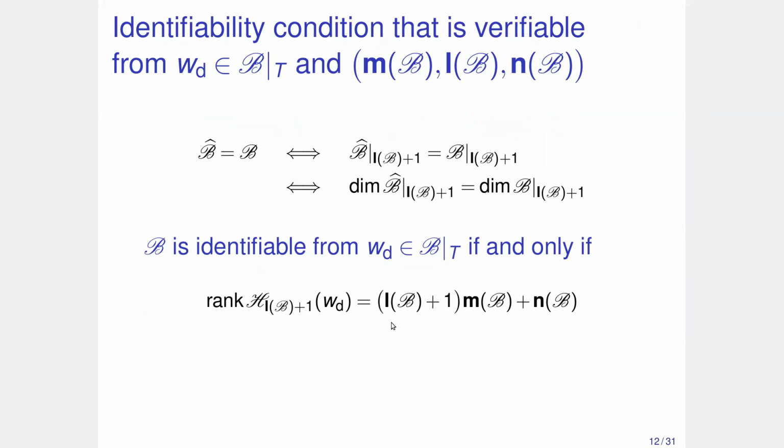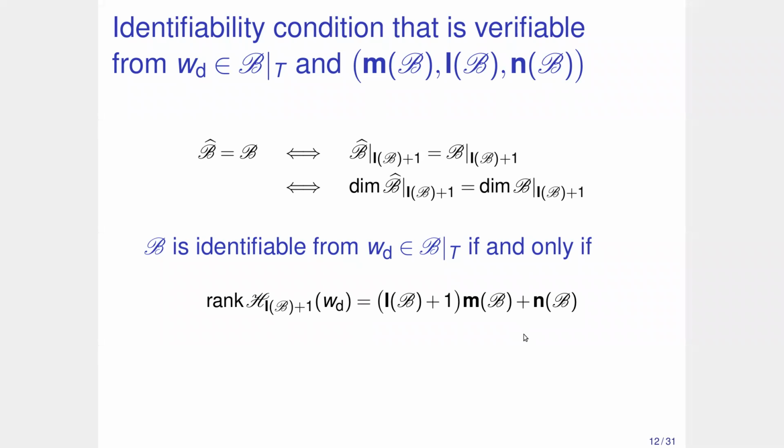So now we are ready to state the identifiability condition. The first step is that we can conclude the equality of the identified and the true system based on the restriction, as I showed before, to a finite horizon. The second step takes into account the fact that the identified system is included in the true system, so these two systems are equal as subspaces if their dimensions are equal. Finally, using the fact that the dimension of the identified system is equal to the rank of the Hankel matrix, and the dimension of the true system can be expressed in terms of the integer invariants, we have an explicit condition for identifiability, which is verifiable from the data and the prior knowledge of the number of inputs, order, and lag of the system.